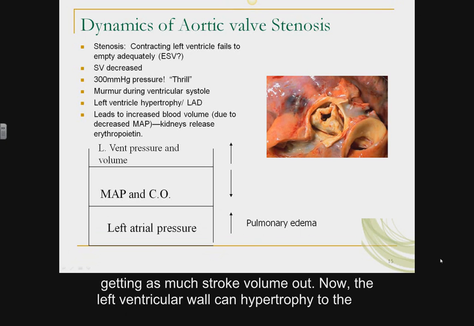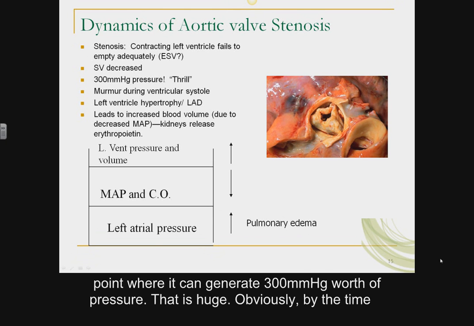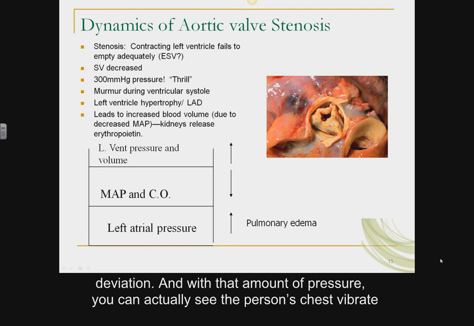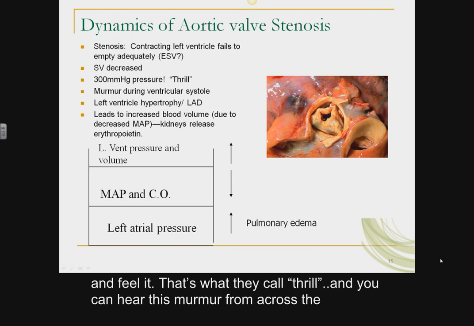Now, the left ventricular wall can hypertrophy to the point where it can generate 300 millimeters of mercury worth of pressure. That is huge. Obviously, by the time the left ventricle hypertrophies that much, the EKG will show a left axis deviation. And with that amount of pressure, you can actually see the person's chest vibrate and feel it. That's what they call, quote, thrill. And you can hear this murmur from across the room.